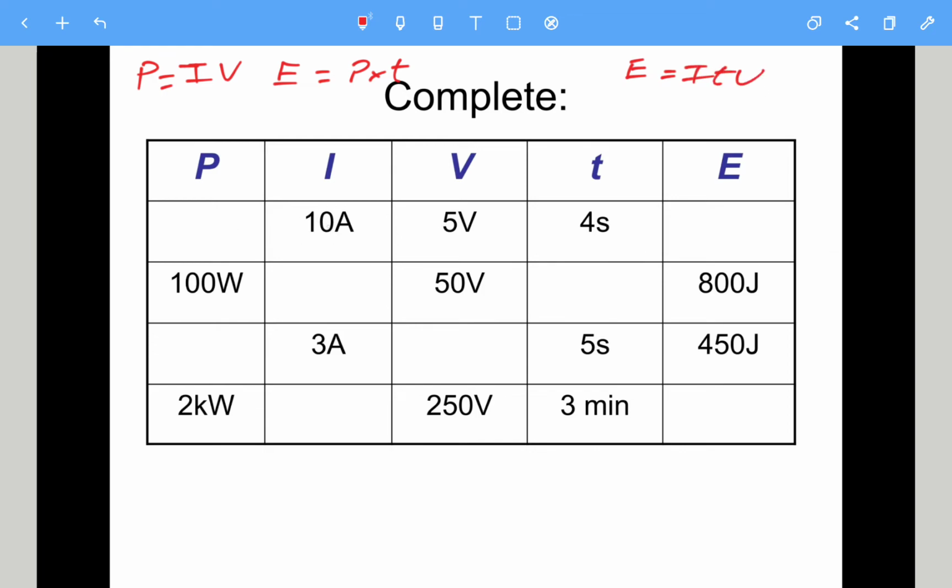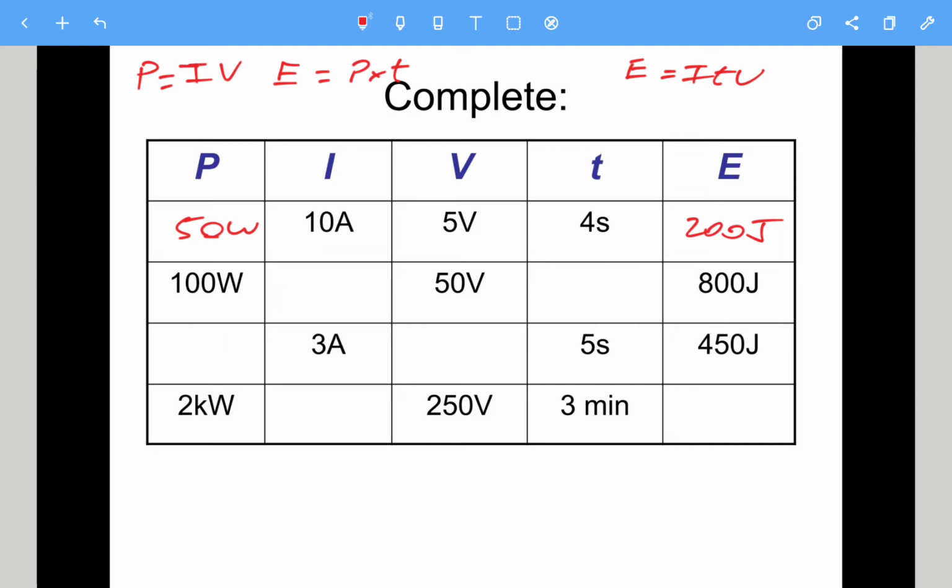So the first one, P equals IV, so we've got 10 times 5, so that gives us 50 watts. Then we've got energy, we can do ITV for that, or power times time. It's completely up to you, they'll give you the same answers. So 50 times 4 gives us an energy of 200 joules. Let's look at the next one.